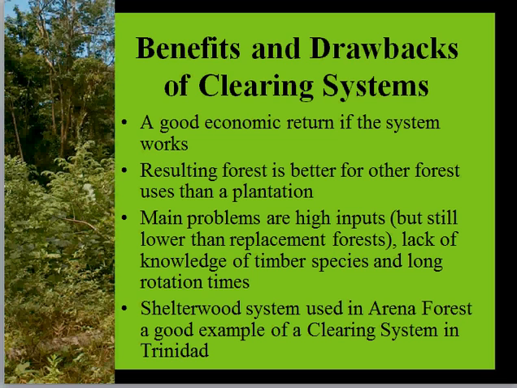The main problems with the clearing systems are high inputs. You still need to maintain a nursery and people to go in and weed out the non-commercial species. And the main problem is that there is a lack of knowledge about the ecology of many of the timber species. But probably the biggest problem is the long rotation times that you have with clearing forests. Now, if you have a large enough forest, that may not be a problem. If you have 70 blocks, which you can harvest once a year, then you will have a continuous flow of timber. But you're going to have a large part of your forest at any one time under regeneration and therefore unavailable.